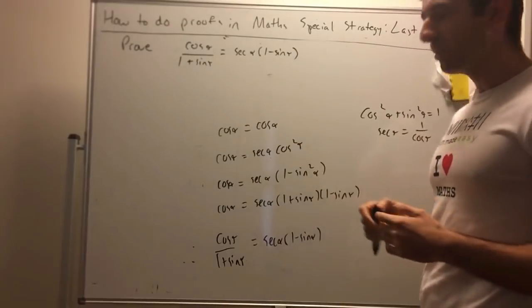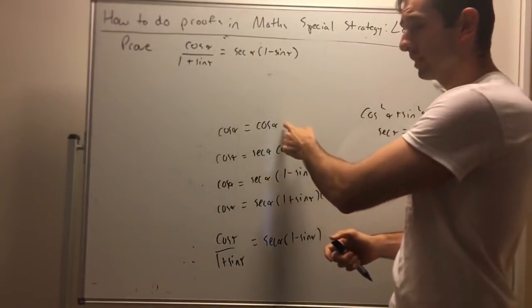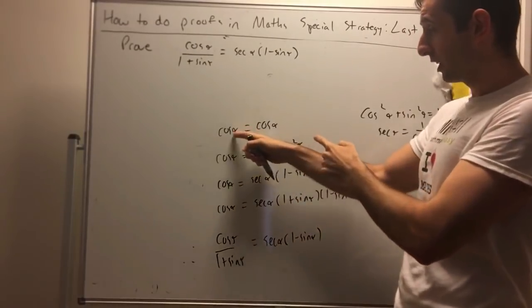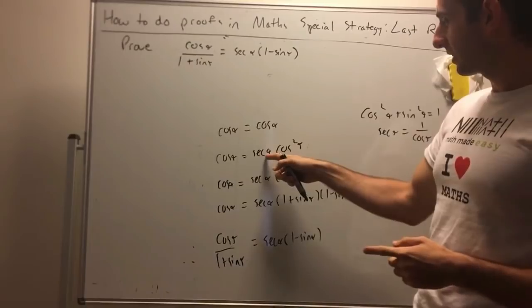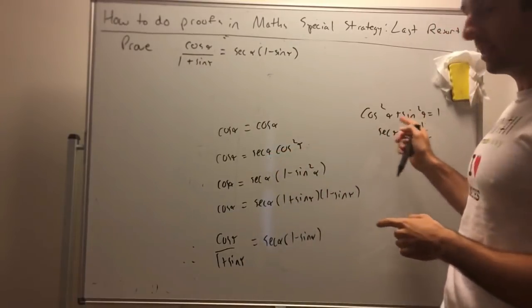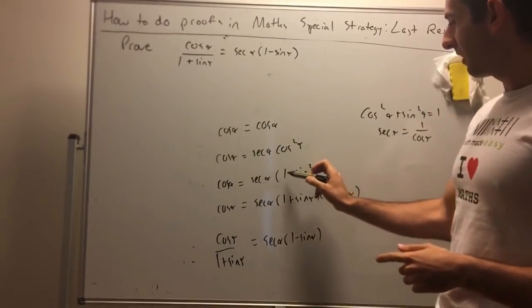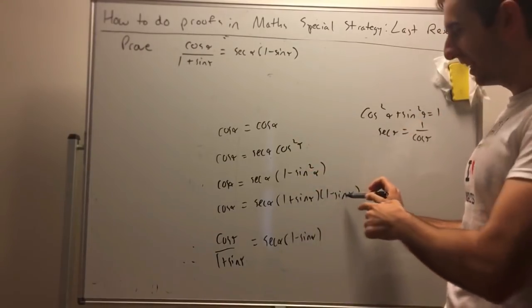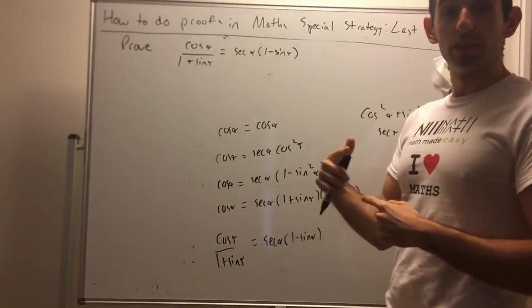Now, if you wrote this in the exam, your teacher is going to look at you like you're the weirdest person ever, but this is 100% correct, right? Because look at this, cos alpha equals cos alpha obviously, and all I'm doing is rewriting it as sec alpha cos squared alpha using this identity. Then I know cos squared alpha is 1 minus sine squared alpha, then I factorize as a difference of two squares, and then divide it over and I prove this result, doing it in reverse, right?